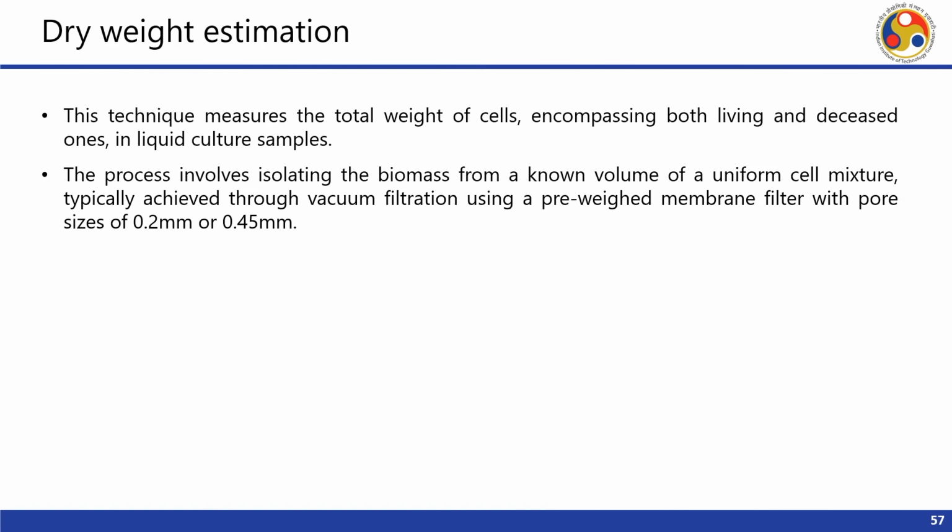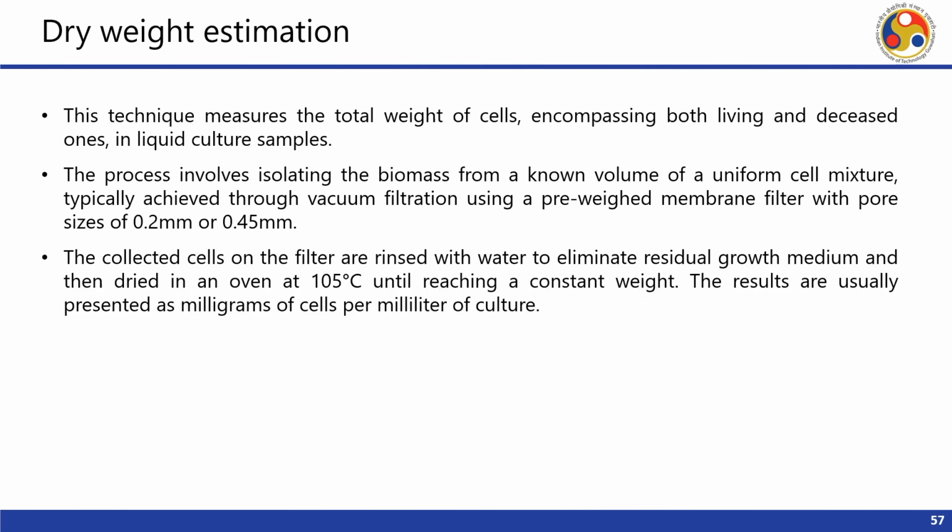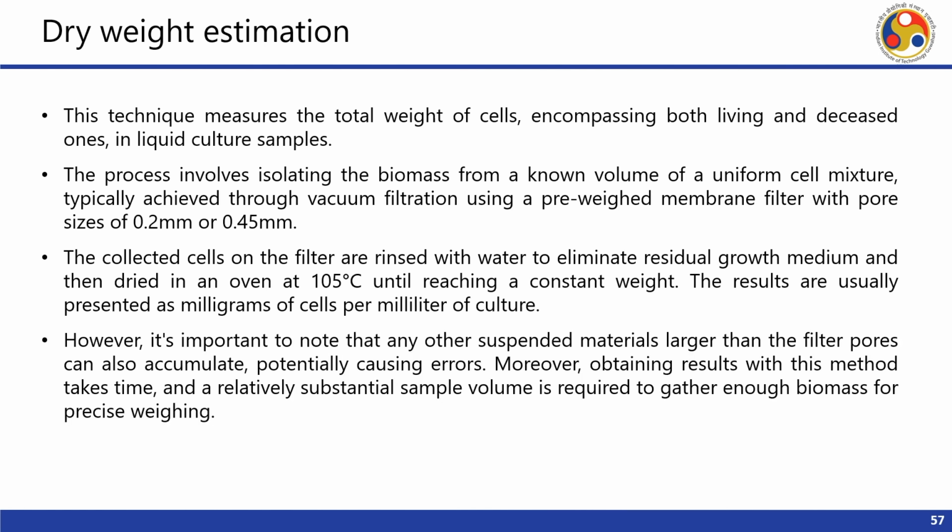Let us now discuss the dry weight estimation. This technique measures the total weight of cells, encompassing both living and deceased ones, in liquid culture samples. The process involves isolating the biomass from a known volume of a uniform cell mixture, typically achieved through vacuum filtration using a pre-weighed membrane filter with pore sizes of 0.2 micrometer or 0.45 micrometer. The collected cells on the filter are rinsed with water to eliminate residual growth medium and then dried in an oven at 105 degree centigrade until reaching a constant weight. The results are usually presented as milligrams of cells per milliliter of culture.